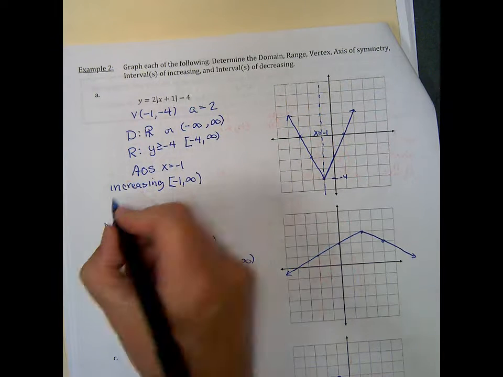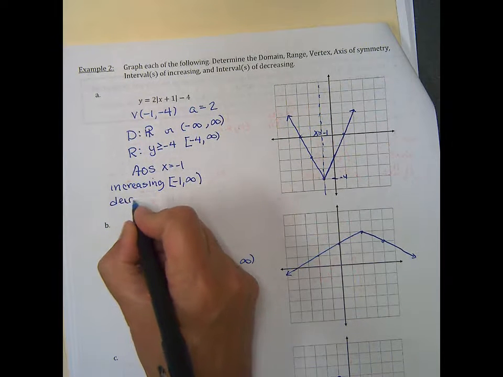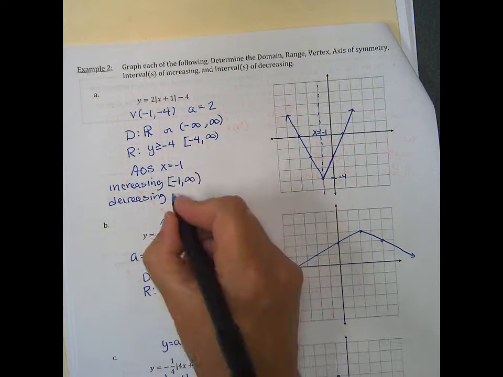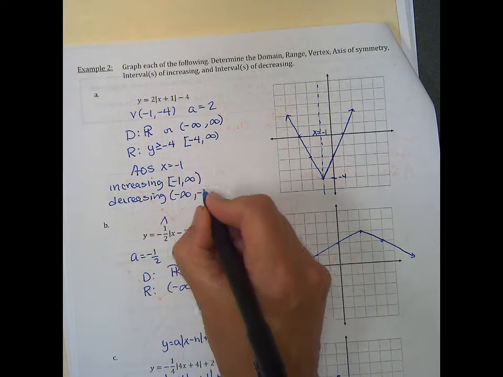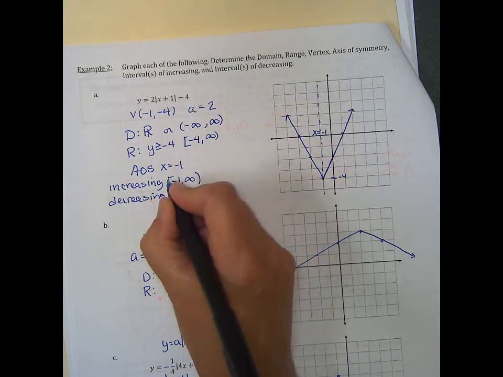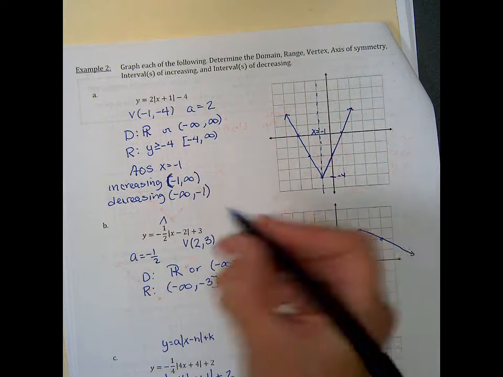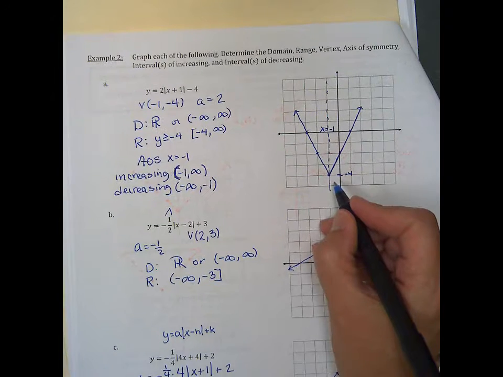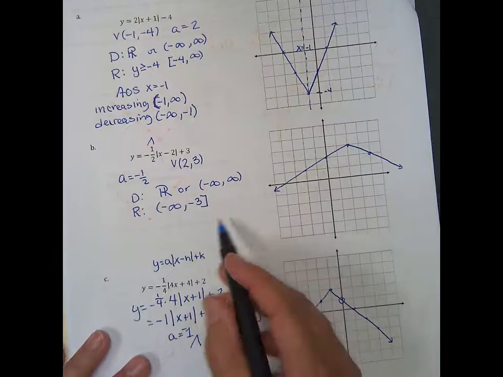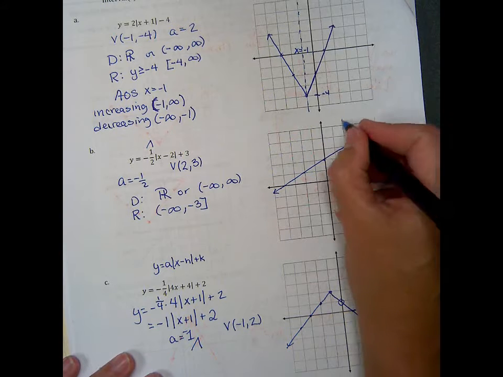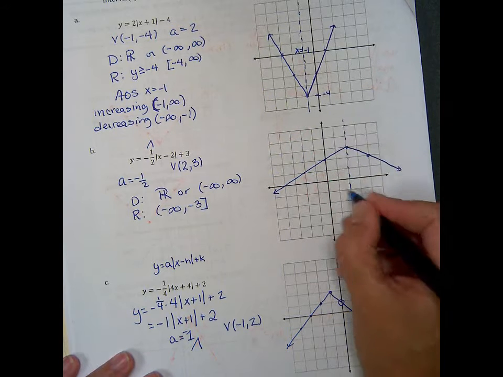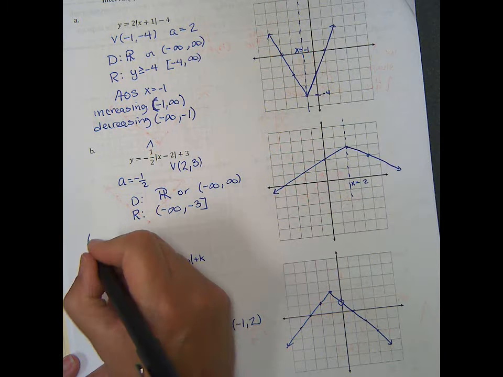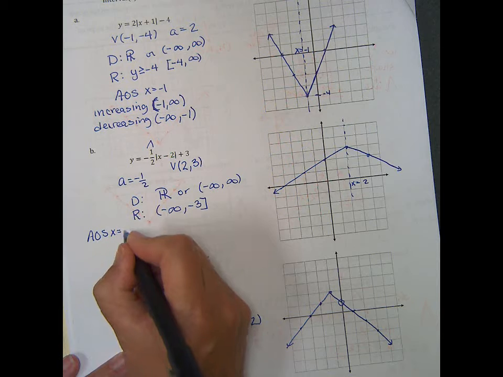And then it's decreasing all the way over here from -infinity to -1. Now I really should make it an open parenthesis because it's not increasing or decreasing when it gets to -1. It's changing between the two. So for this one, first of all, let's find that axis of symmetry again. The axis of symmetry is where x is positive 2. So axis of symmetry, x equals 2.